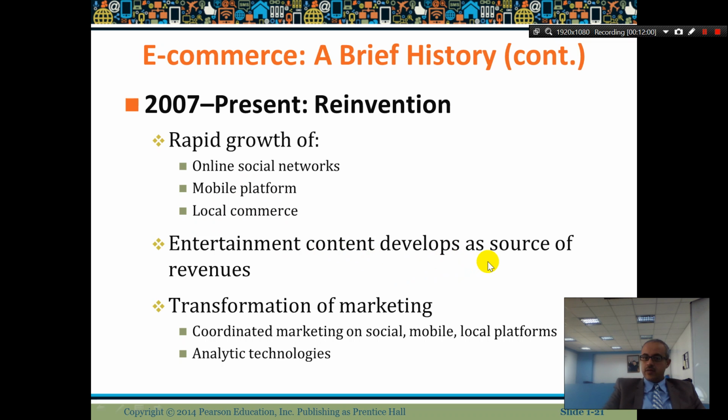Entertainment, those games they make. Candy Crush was sold for $9 billion. Yes. Do you guys know $9 billion? That's how much this country spent in 1 year. They made it on Candy Crush. Make Candy Crush and sell that. Transformation of marketing is coordinated marketing on social, mobile, local, and then analytics technologies.